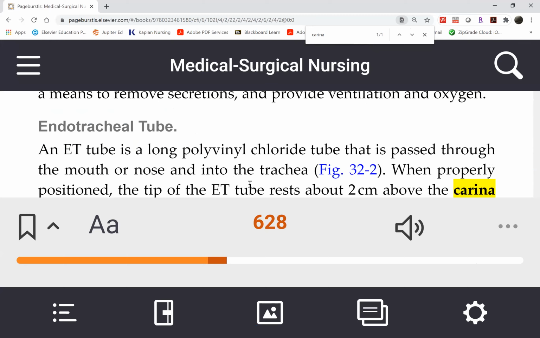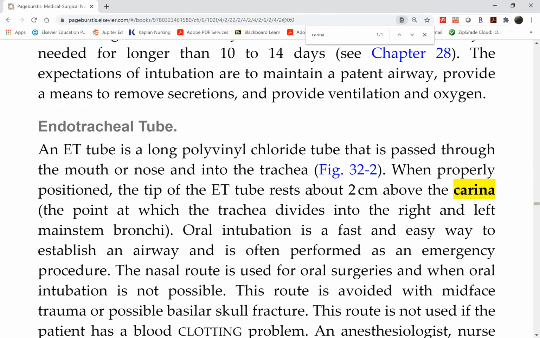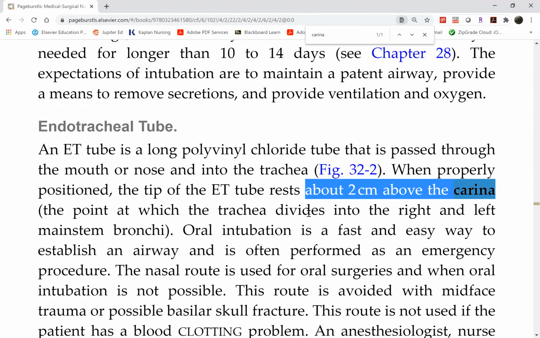Right here. So it must rest 2 centimeters above the carina. We don't want it too deep because, based on the anatomy, the right mainstem bronchus is straighter, whereas the left mainstem bronchus is more crooked, or more angled toward the left. It's more of a what angle is that? Obtuse angle. Whereas the right mainstem bronchus is almost straight.